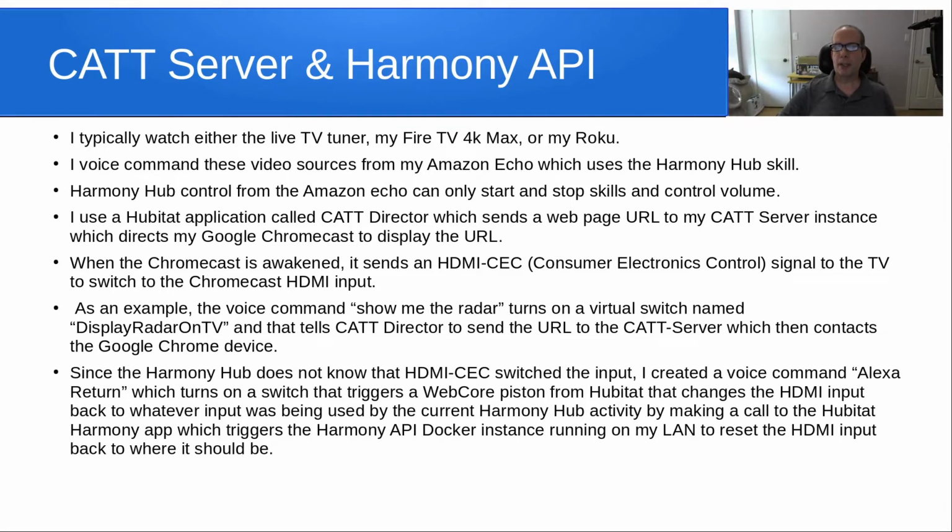Since the Harmony Hub does not know that HDMI CEC switched the input away from the input I was watching, I created a voice command, Alexa, return, which turns on a switch that triggers a webCoRE piston from Habitat that changes the HDMI input back to whatever input was being used by the current Harmony Hub activity by making a call to the Habitat Harmony app, which triggers the Harmony API Docker instance running on my LAN to reset the HDMI input back to where it should be.